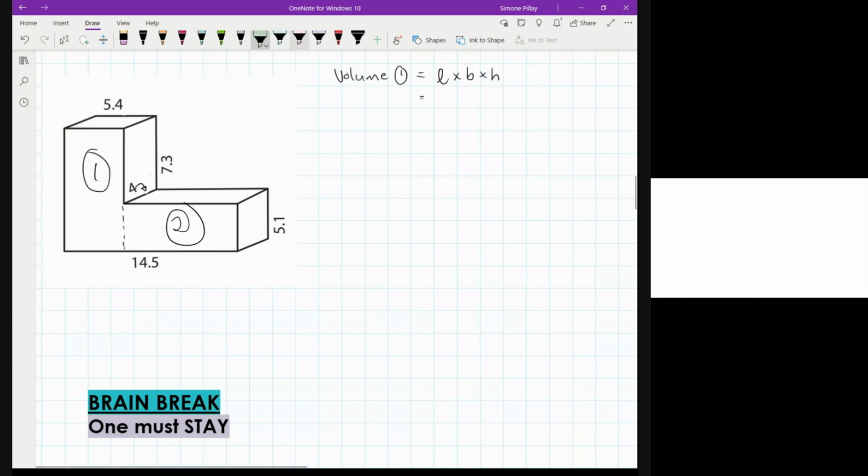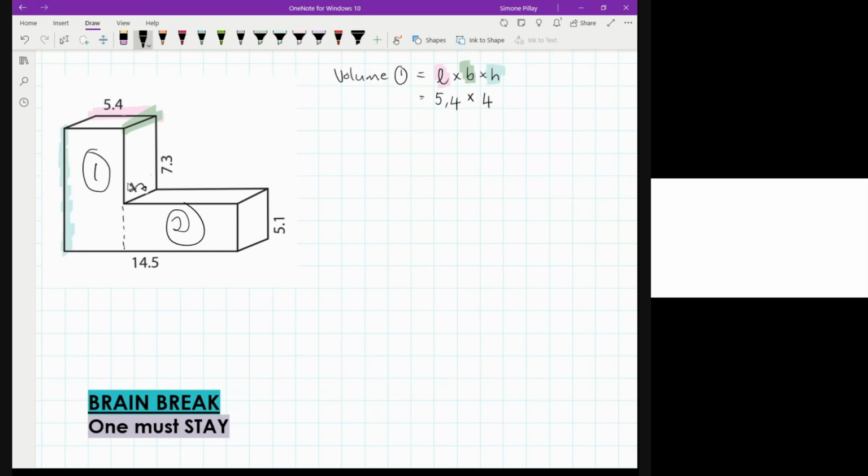So over here, let's call this my length. Let's call my breadth this. And let's say this over here is my height. So my length, easy, 5.4. They've given me that. My breadth is going to be 4.